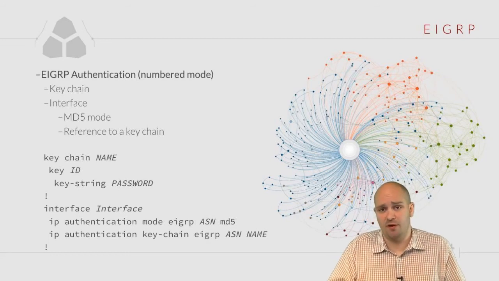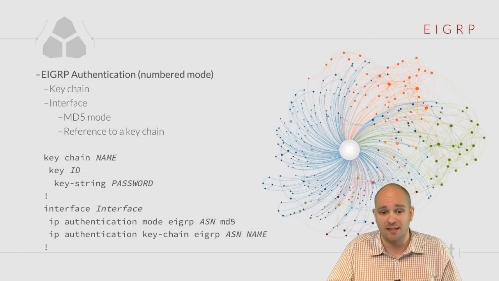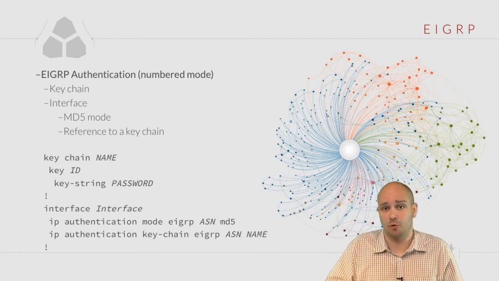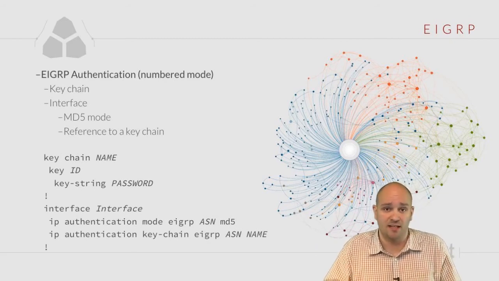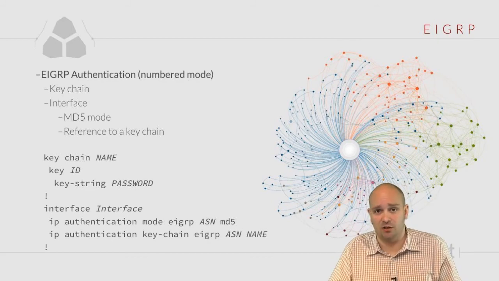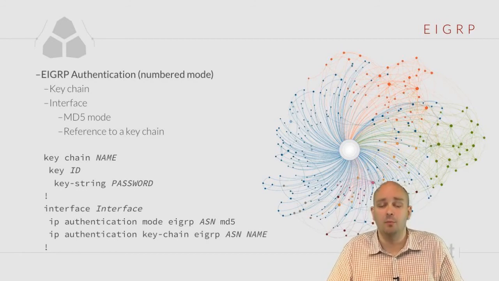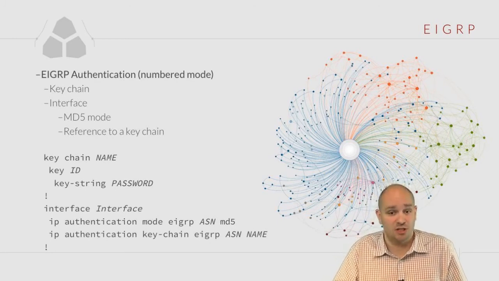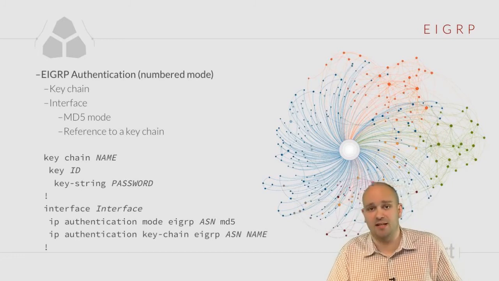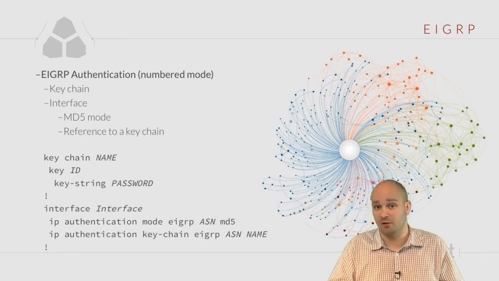Then the next configuration line needs to be the reference to the pre-configured keychain. So here is an example of what we can do. First, we have defined a keychain name, we have defined a key ID, we have defined a key string of password. Then under the interface, we are going to say ip authentication mode eigrp, specify the AS number that we are using, and say that we will be using MD5 authentication mode. Then we are going to say ip authentication key-chain eigrp, specify the AS number that we are using, and the name of the keychain that we have pre-configured.